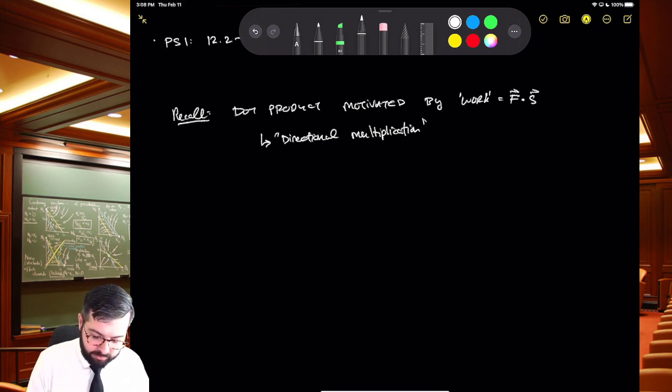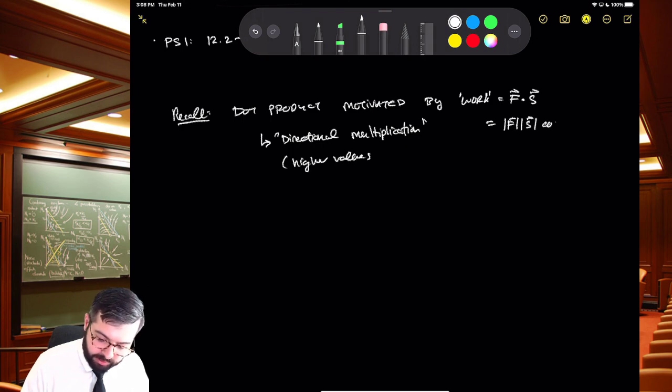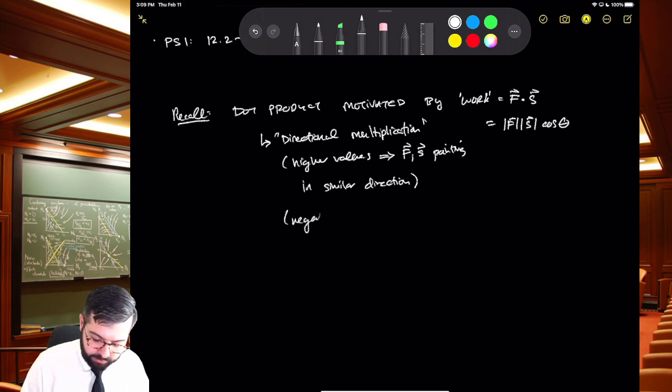Which means that higher values, because it's equal to really, the magnitude of the first vector times the magnitude of the second vector times the cosine of the angle between them. So what that means is that higher values imply that F, S are pointing in the same direction or in a similar direction. And negative values imply like opposite directions.